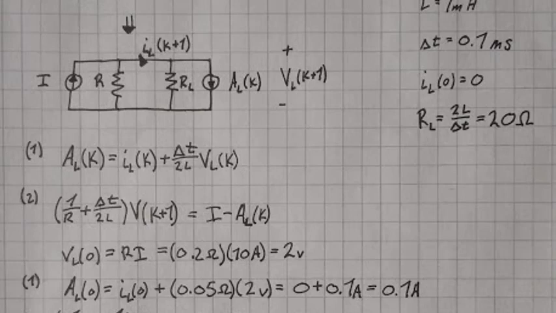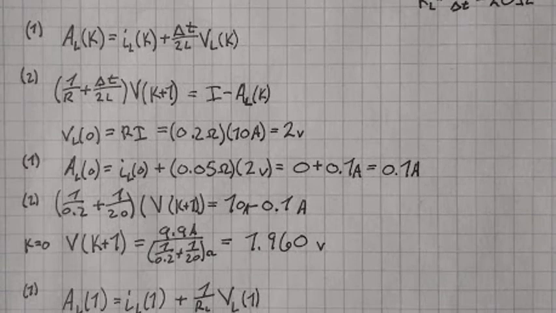In order to solve our two main equations, we need to know what V_L at time 0 is. Since we have no current through the inductor at time 0, we know that V_L is I times R, which gives us 0.2 ohms times 10 amps, which equals 2 volts. Since all of the components in this exercise are in parallel, we'll be using V_L and V interchangeably. Please be careful not to do this when solving a circuit that's more complicated than this example.